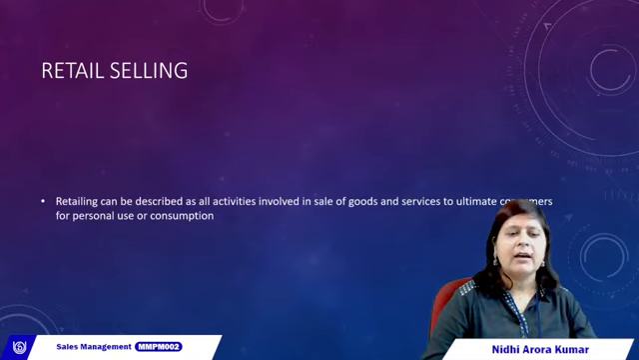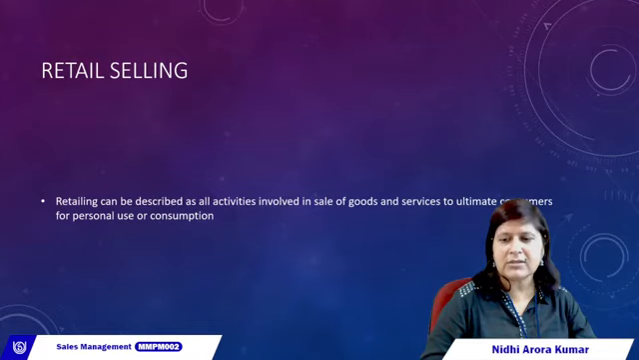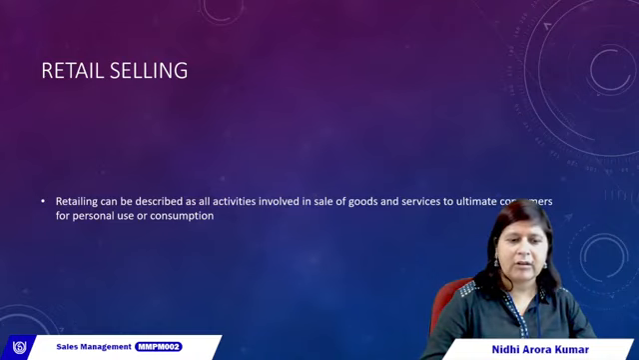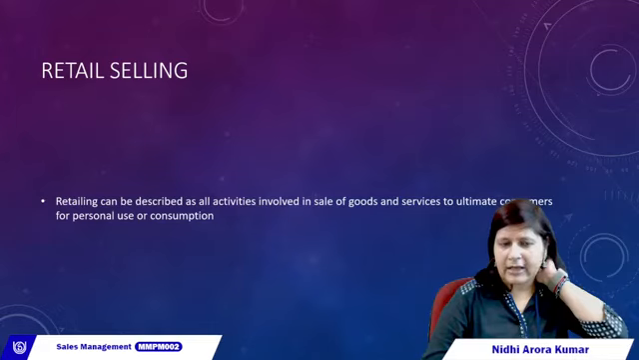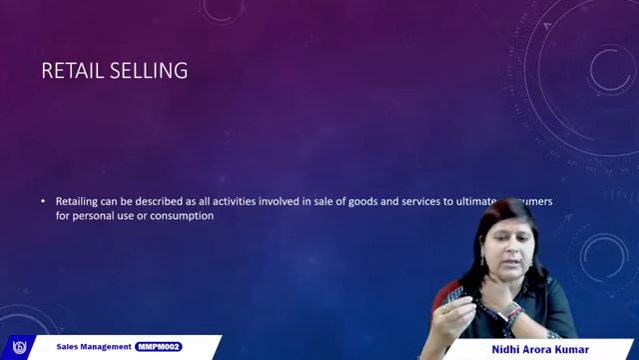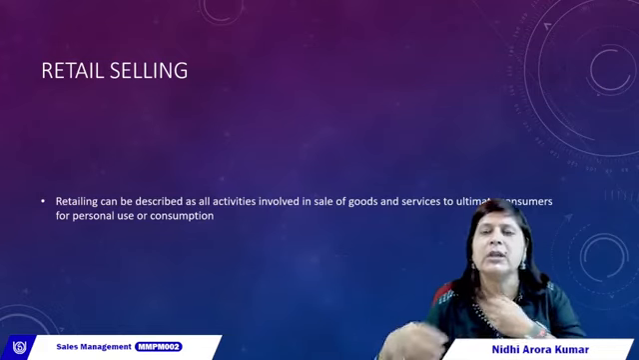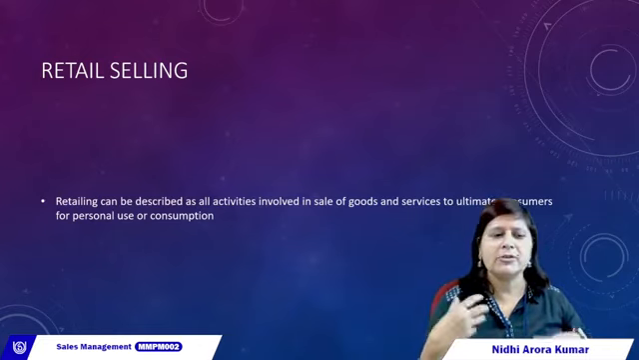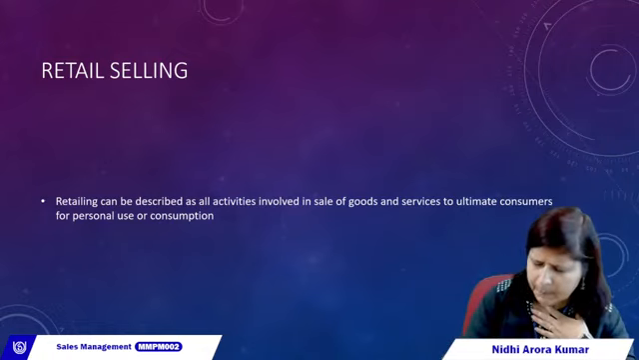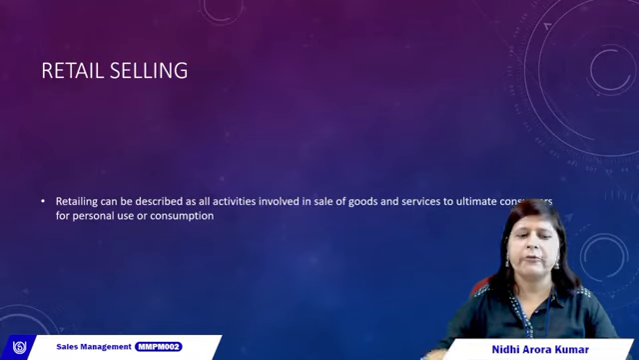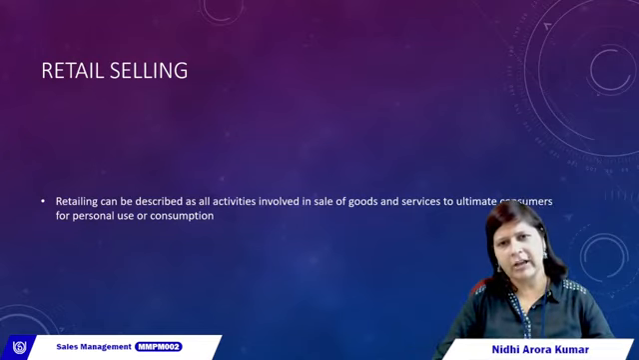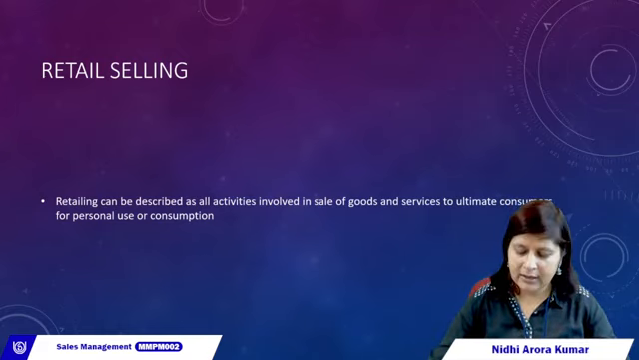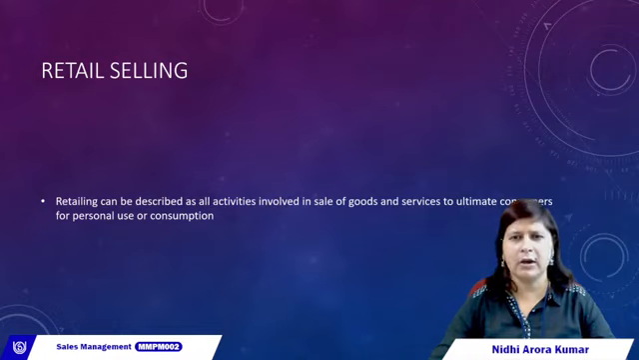What is retail selling? Retailing can be described as the activities involved in sales of goods and services to ultimate consumers for personal use and consumption, right? That is what retail selling is. All those activities that involve the sales of goods and services to the ultimate consumer, who will actually consume that product, right? When you sell your product to the consumer for personal use or consumption, then that is known as retail selling, right? That is when a retailer is selling the product to the ultimate consumer.